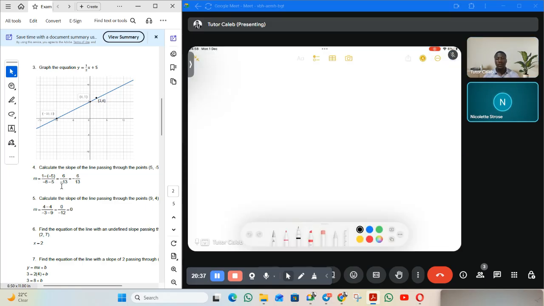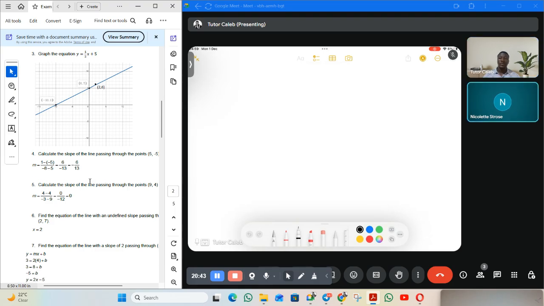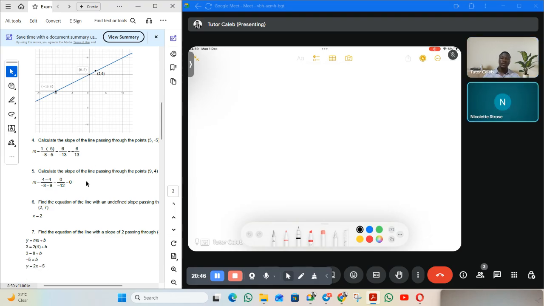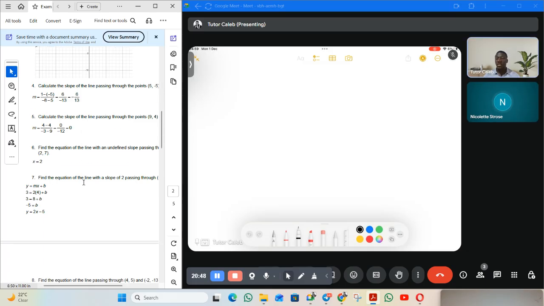Calculate the slope of the passing line. I think you can do it. Can you do 4 and 5? Yeah, I think I did those. No, wait, do we need to do it again? I don't think so. Which one was it? Calculate the slope of the passing line. I did. Yeah, I think I did 4 and 5.